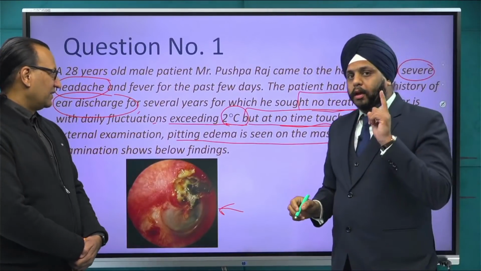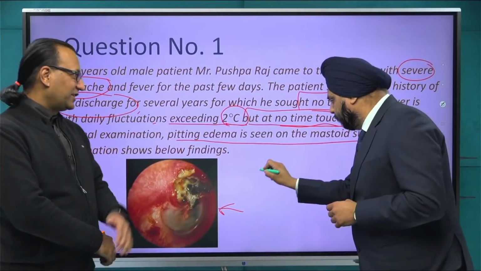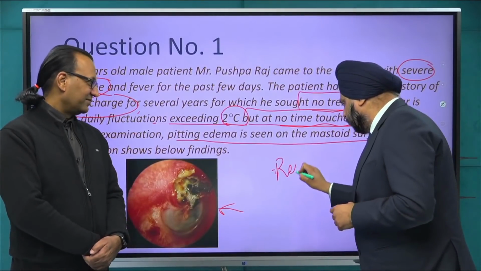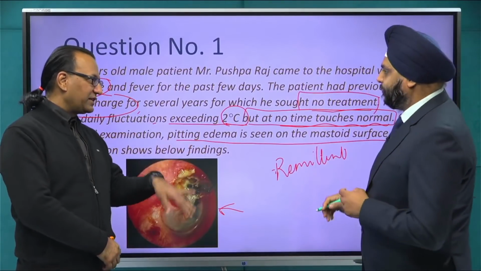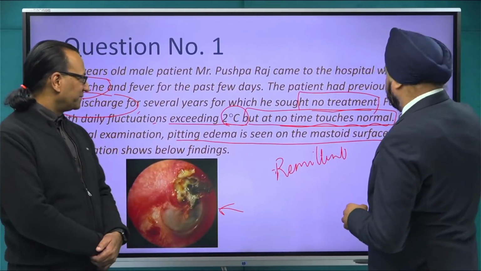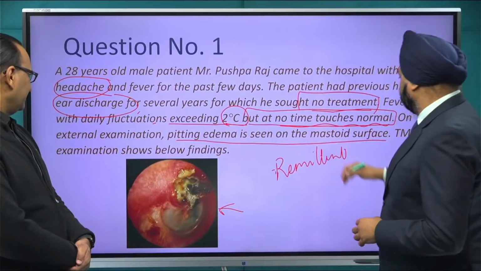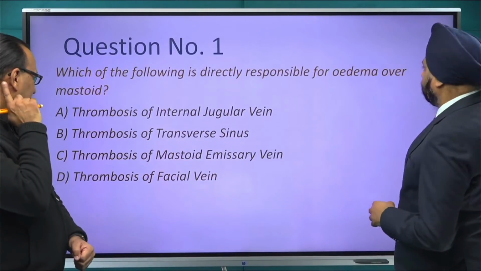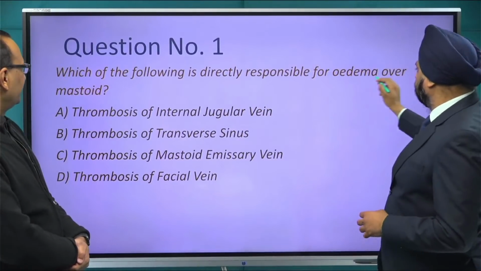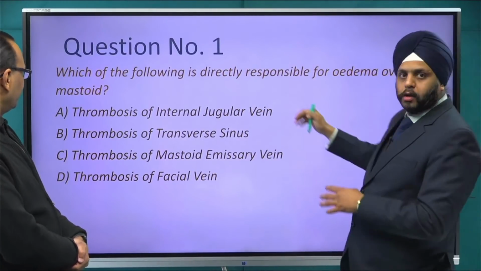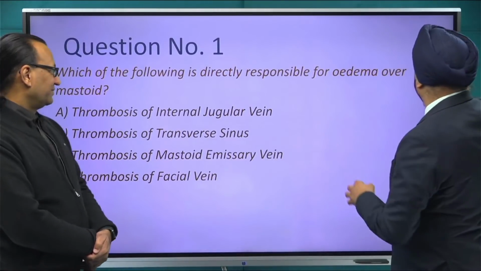So this is not intermittent fever. This is remittent fever, because it is not touching the baseline. On examination, pitting edema is seen on the mastoid surface. So I'll come to this question: which of the following is directly responsible for edema over mastoid? That part I'll leave for the sir.